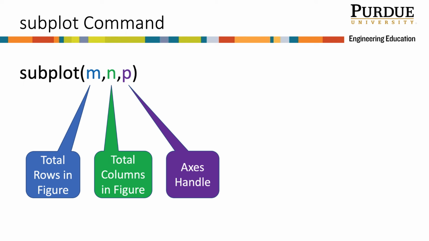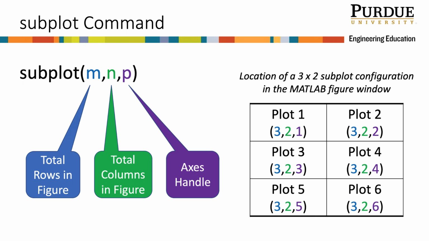This example shows how the plot numbering of axes handles for a 3x2 matrix of plots are organized in MATLAB. To figure out the axes handle number, count along the top row of the figure window, then move on to the second row, etc. Note, this is opposite of the way linear indexing is counted in MATLAB, so this can be confusing.